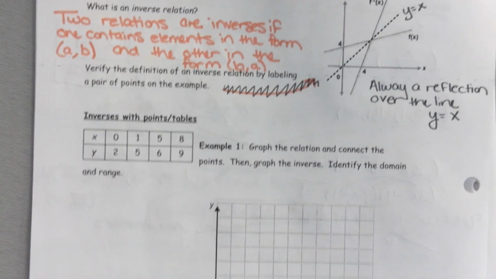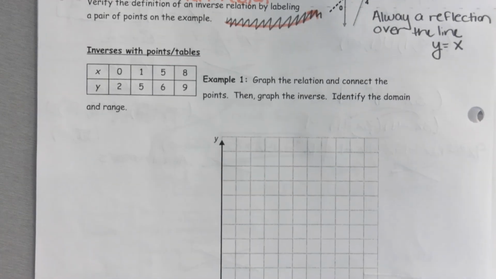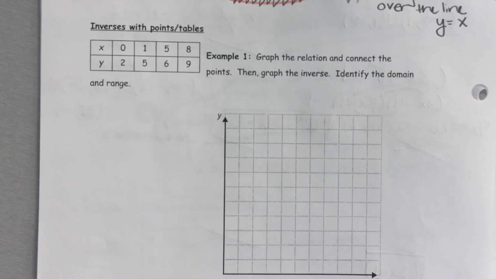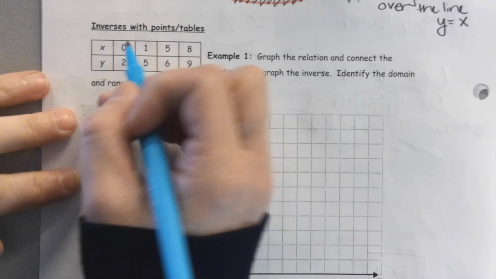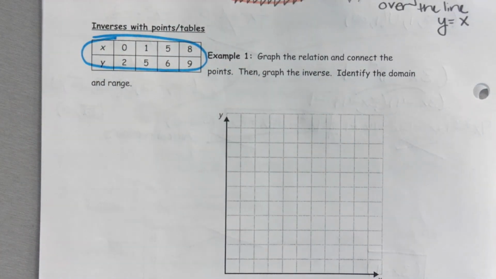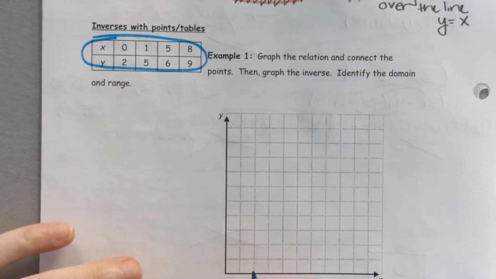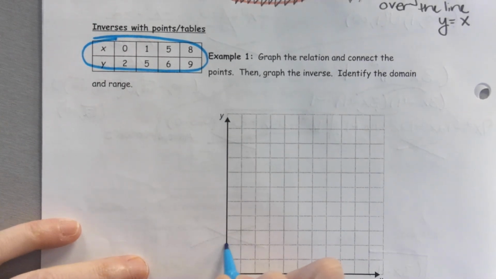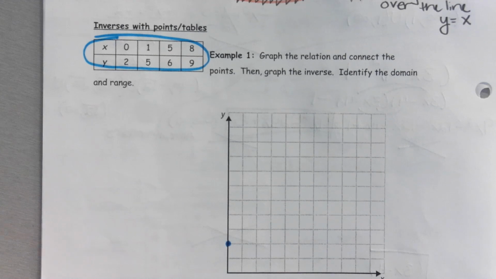Okay, here's where I'm going to start using some different colors. It says that we want to first graph. So I'm going to start by graphing. I'm going to pick one of my two colors and graph what they give me. I'm going to graph a point over 0, up at 2. I'm going to graph a point over 1, up at 5.